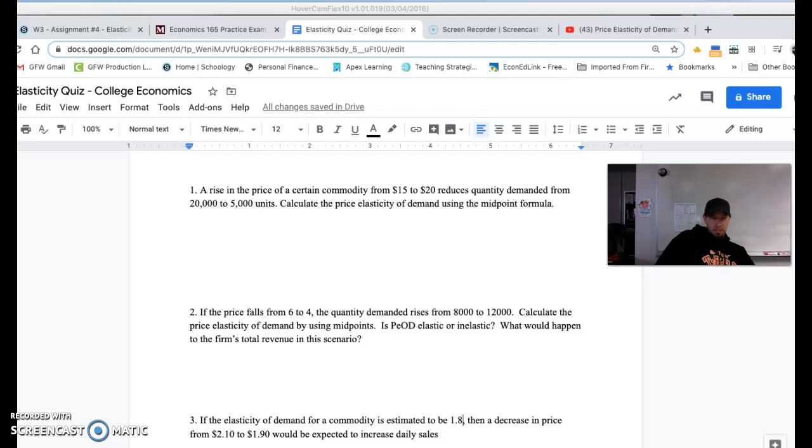All right, here's a little more help with price elasticity of demand, or calculating price elasticity of demand. We'll work through a few sample problems and can help you with your assignment problems that are due on Friday.